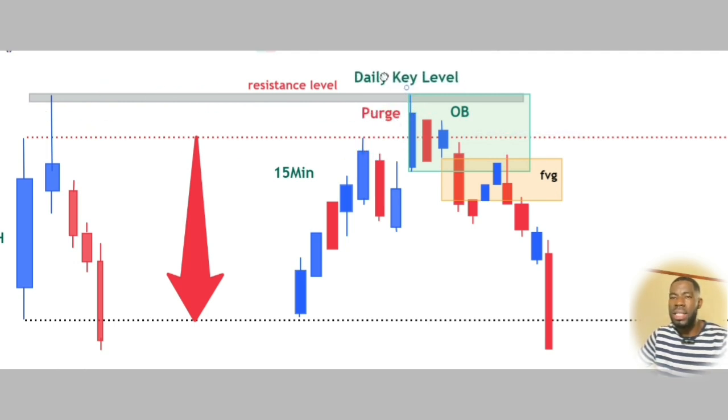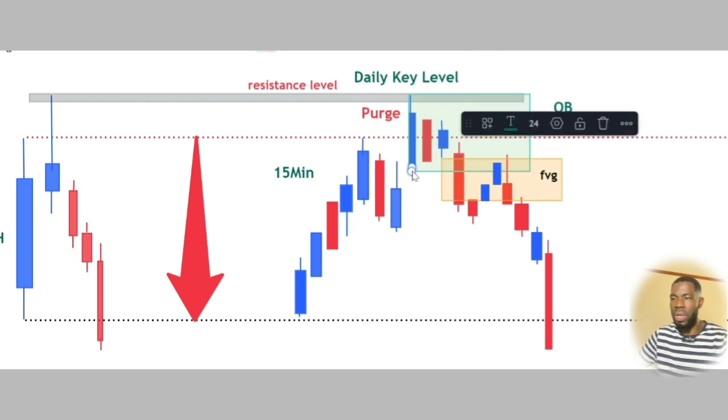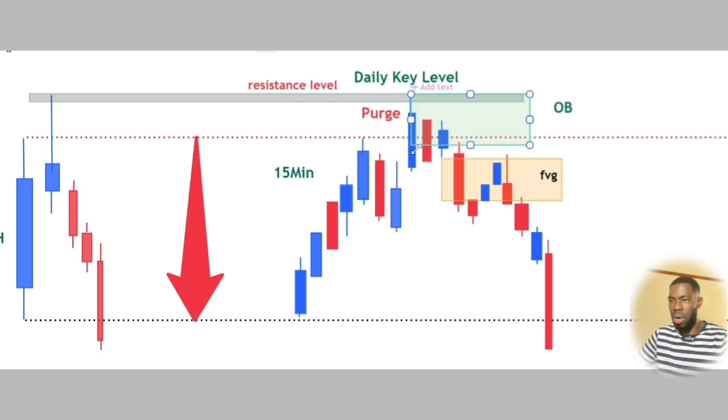Okay, because a purge has happened here, and this is our daily key level. It has been touched and the price has reversed, showing that there's a reaction here. There's selling pressure around here. So this is our order block. As I already indicated, it has been formed.